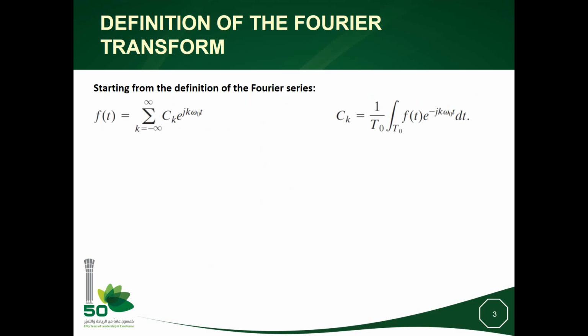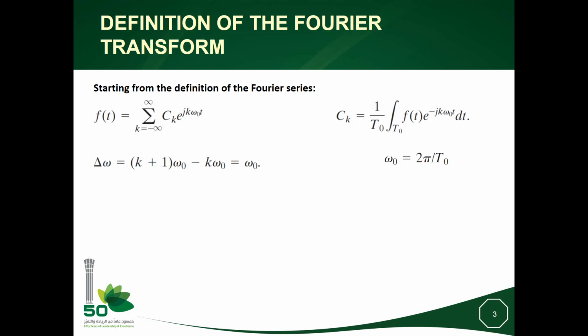Starting from the definition of the Fourier series, f(t) is the infinite sum, k from minus infinity to plus infinity, of c_k exponential j k omega 0 t, and the coefficients c_k are obtained from the formula 1 over T0 times the integration over the period T0 of f(t) exponential minus j k omega 0 t dt. We know that k takes values in the set Z, the set of integer numbers.